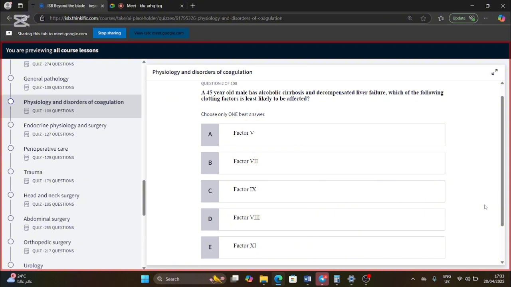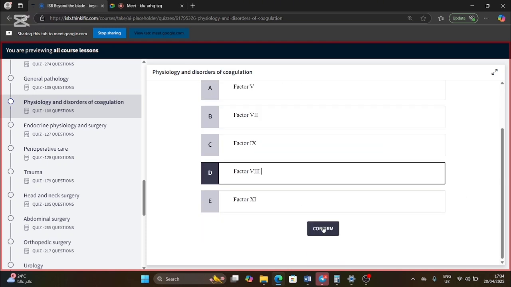A doctor on this chat asked about any new study about hemophilia increasing bleeding time. Well, classically they say bleeding time is normal in hemophilia, but now there's a study in PubMed that bleeding time is increased in hemophilia. Anyway, so let's look at the answer, factor 8.